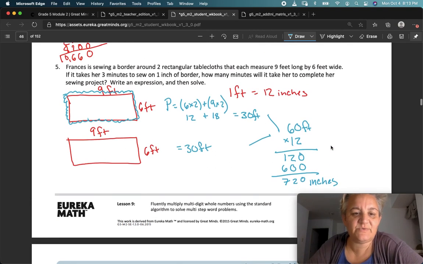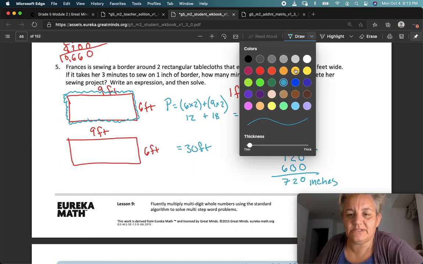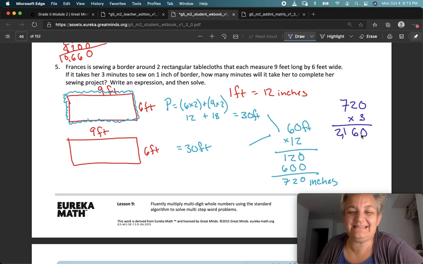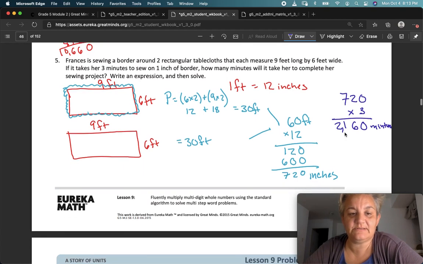Okay, now 720 inches times 3 minutes per inch, which she is not using a machine. That's taking too long. How long is it going to take her to finish? 3 times 0 is 0. 3 times 2 is 6. 3 times 7 is 21. It's going to take her 2,160 minutes. Okay, and we could divide that by 60 if we wanted to figure out how many hours.